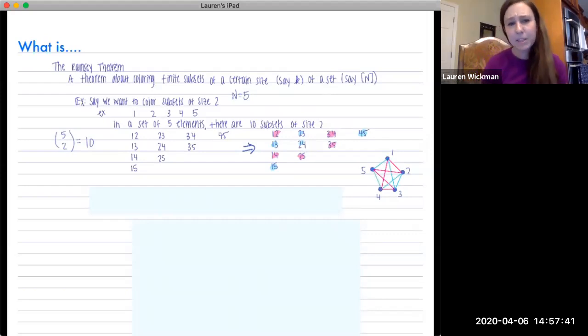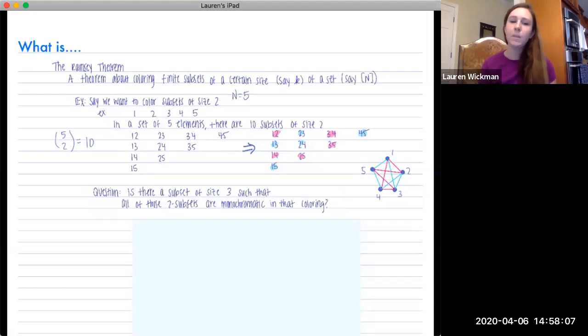So this only works for when you're looking at size 2 subsets. You can color the edges to represent size 2 subsets. And this is a complete graph, which means I have colored every possible size 2 subset. So sometimes when you're dealing with Ramsey theorem, you'll have graphs to go with it, and this is how they work. We're just looking at subsets and we're coloring those subsets using the graph.